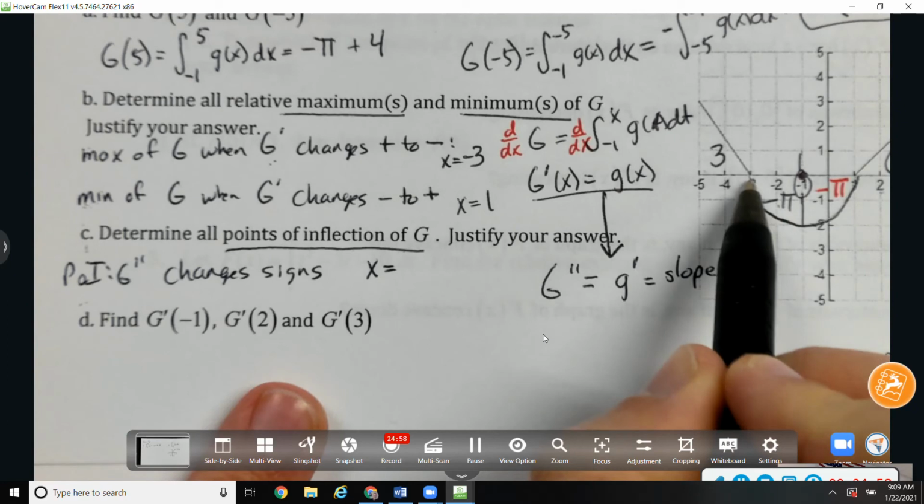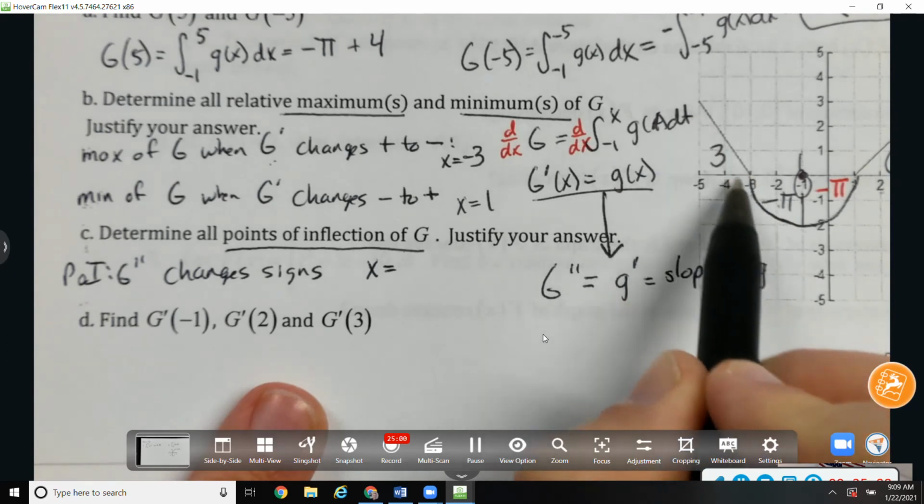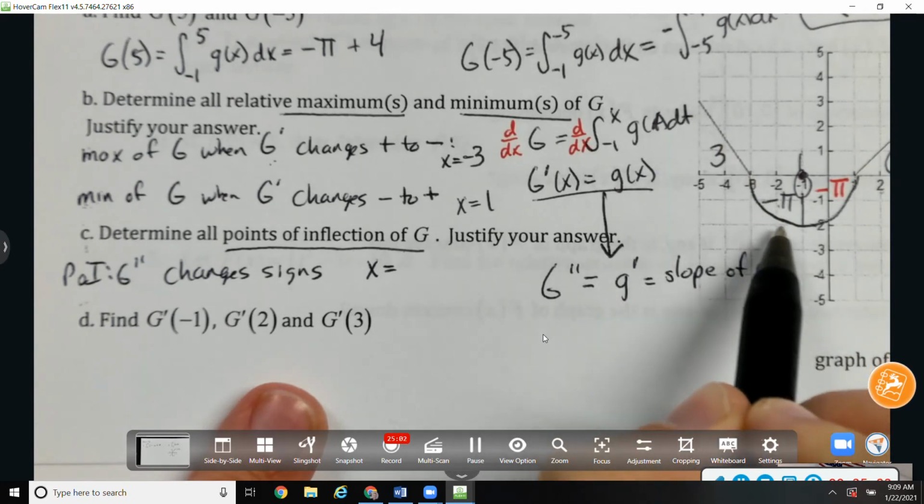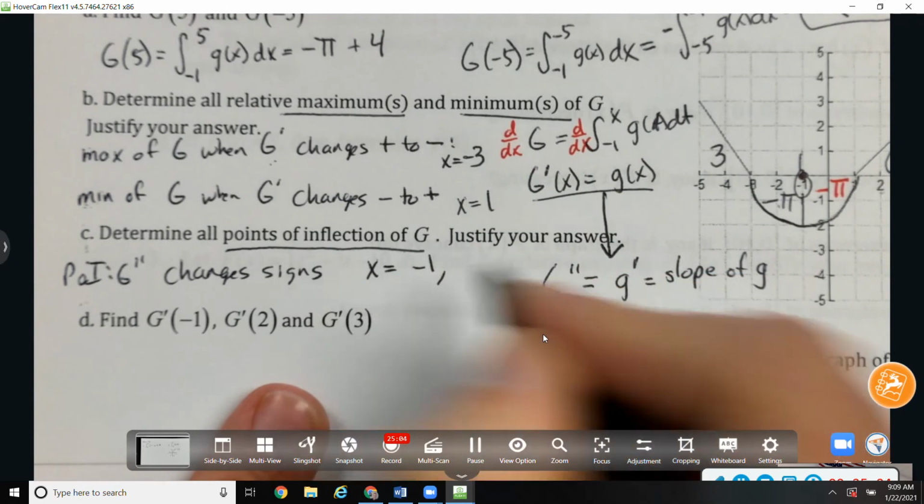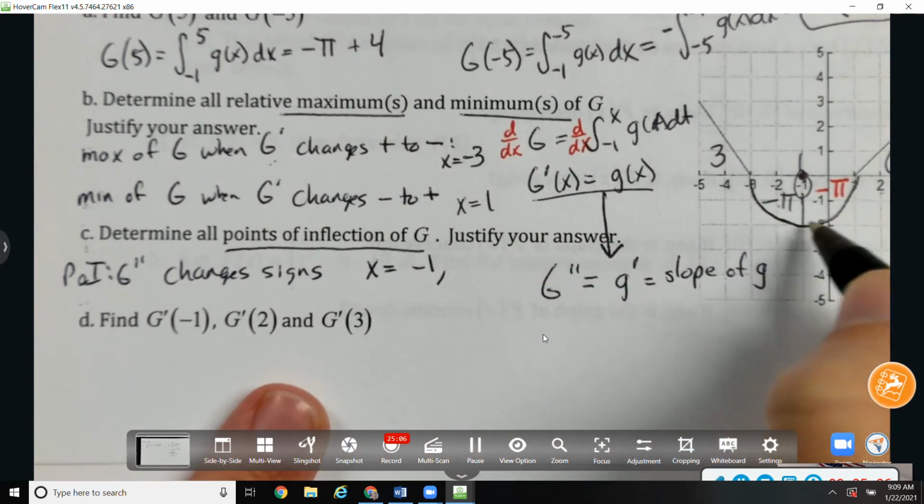Careful, not -3. It stays negative at -3. -1. Anywhere else? At 3.